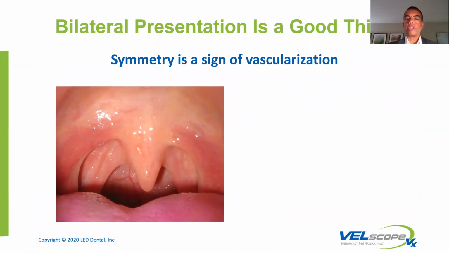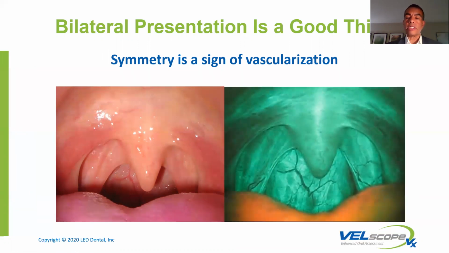So all the tools that you use every day under white light to assess concern or not, abnormality or not, is unilateral, irregular shape, persists for 2 weeks. And we're using those same criteria. So here you see a little redness in the tonsillar area. Under VELscope, this will probably be more pronounced. So you see dark, but you notice it's bilateral.